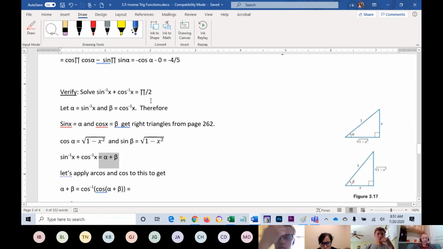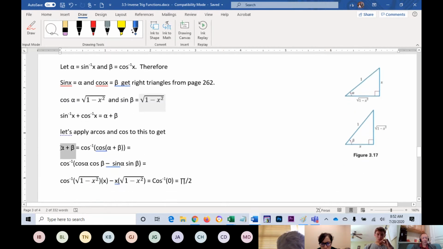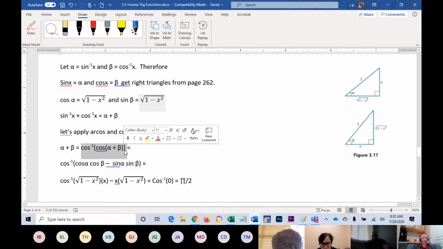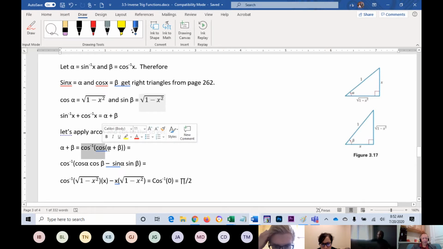So remember, these represent just two angles here. So this is angle alpha. This is angle beta. And so we've just turned these into two different angles. So now we've got these two angles here, and that's just going to equal the inverse cosine of the cosine of alpha plus beta. Remember, these are inverse functions, and so you're just going to get this back.